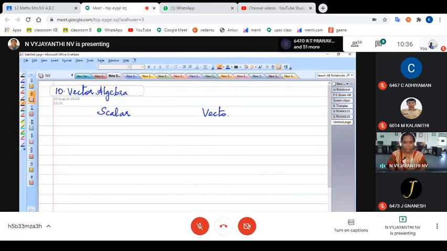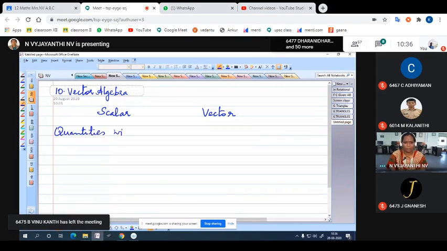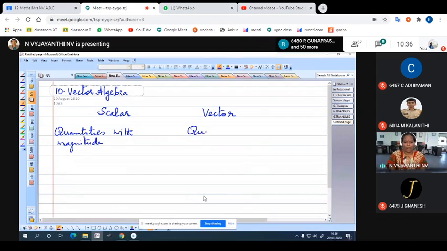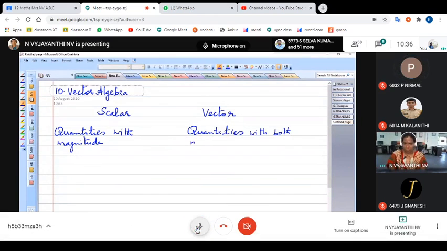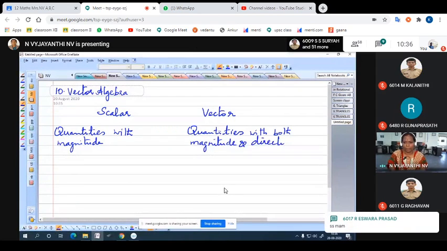First of all, we should know the difference between scalar and vector. Quantities with magnitude alone are called scalar. Quantities which possess both magnitude as well as direction are called vector.